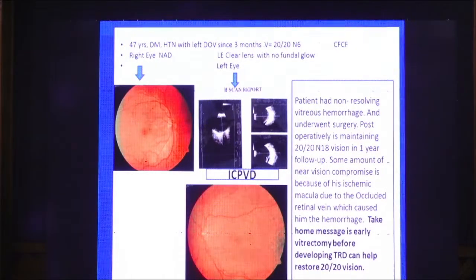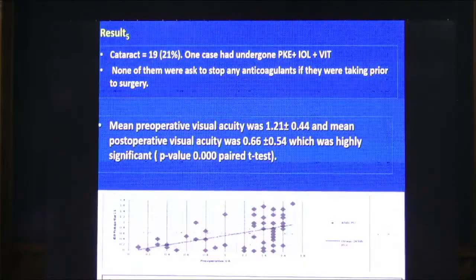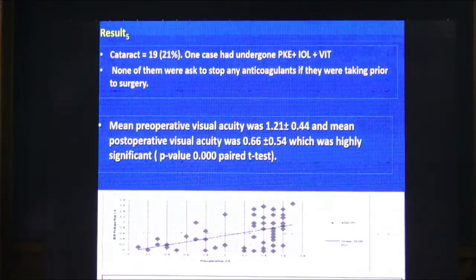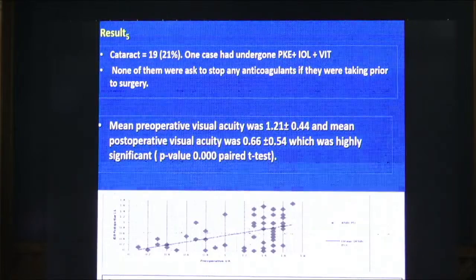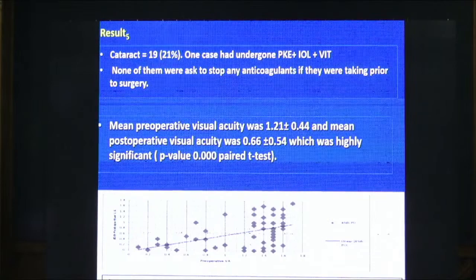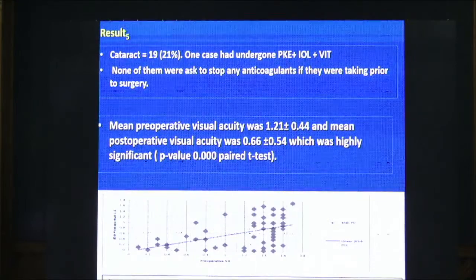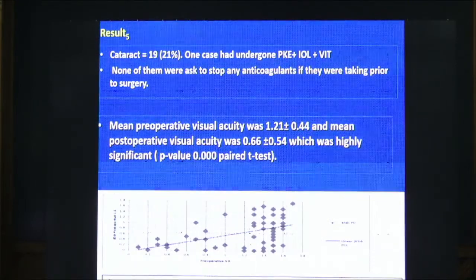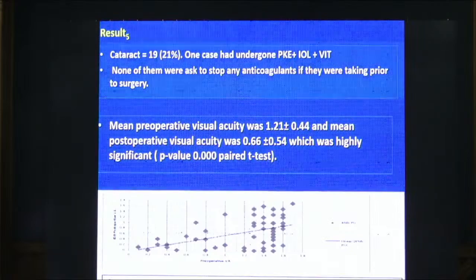So vitreous hemorrhage, if operated on time, can even have 20/20 vision post-operatively, as you can see in this photograph, from hand movement to 20/20 vision. I had 19 cataracts, but only one of them needed simultaneous phacoemulsification surgery, and none of the cases were asked to stop the anticoagulants which they were taking prior to the surgery.